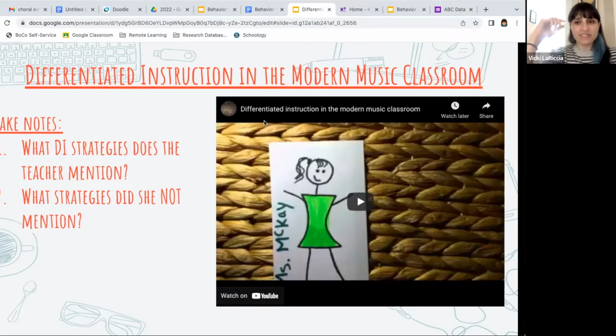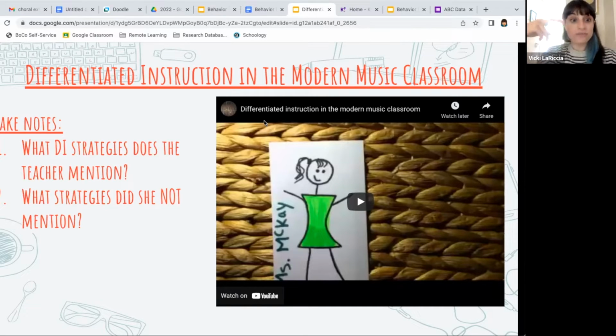She also mentioned something about student choice, but I feel like that's what every school does. When students get to be in a certain grade, they get to choose what instrument they want to play, which is a form of differentiation, but I feel like that's kind of built into your building. I don't know. Rearranging the classroom.